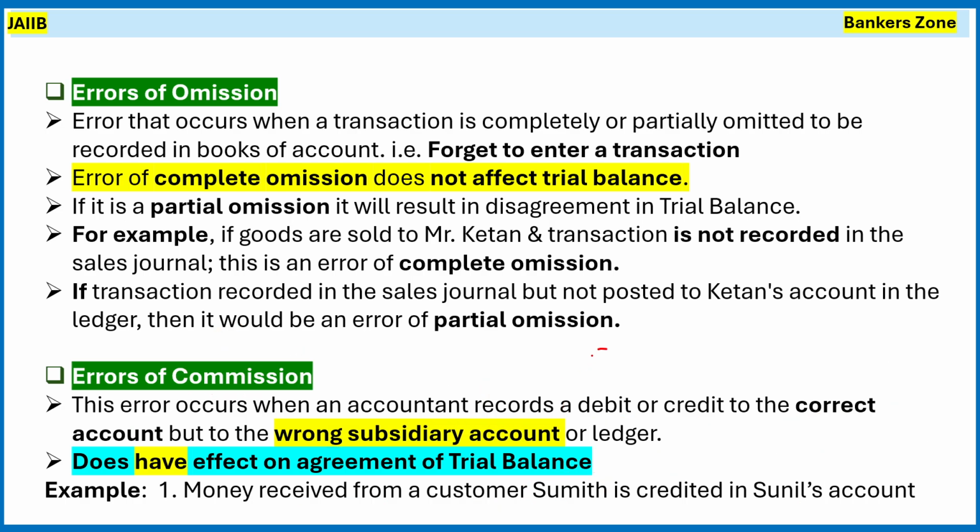So here total debit and total credit will not have any effect. However, the sub account, for example the customer's account, is mismatched. In that case, the error of commission will happen. Very simple. Only one thing you remember: the error of commission is simply the wrong subsidiary book being wrongly entered. And obviously it has an effect on the agreement of the trial balance. So Sumit's account will not tally. That's why we can say it will have an effect on the trial balance.